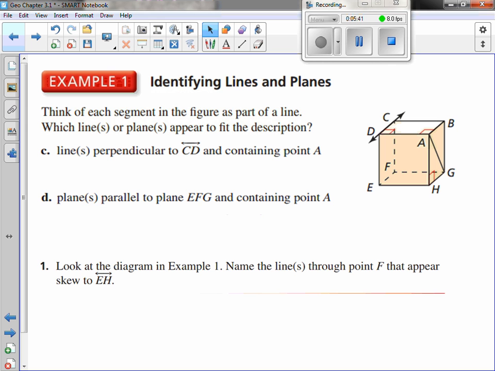Okay, well, we're still looking at line CD and point A. Lines that are perpendicular to CD and contain point A. So if they're perpendicular, the two lines form what when they intersect? Right angle. So what would be a line that makes a right angle with CD and goes through point A? AD. AD would be the only one. And the reason we know it makes a right angle is because the picture showed us a right angle, yes? That's the only way we know it's a right angle, because it was shown to us.